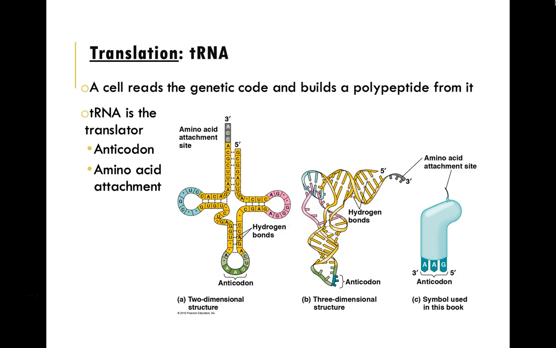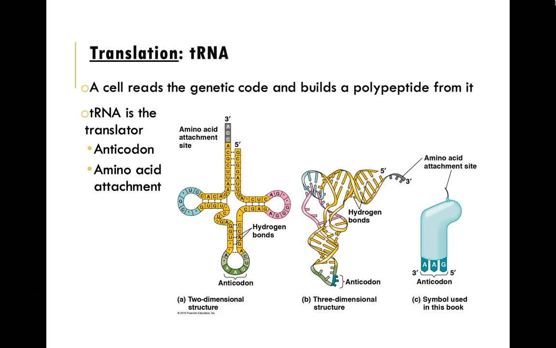So let's get into the process of translation a little bit. Remember, we're going to read the genetic code and we're going to build a polypeptide from it. And we do this using transfer RNA as a translator. Remember that I said there are coding RNAs, that's our messenger RNA, and then we have some functional RNAs. These are RNAs that do a specific job in the cell. One of those is the transfer RNA.